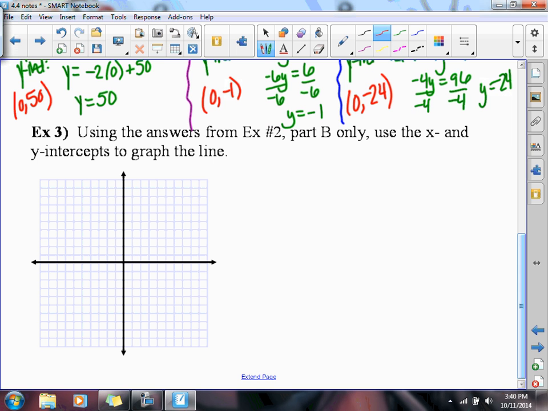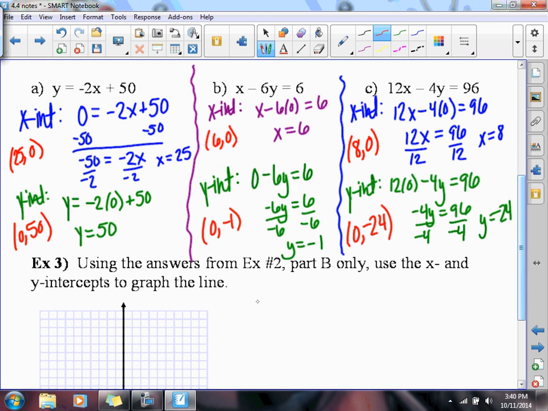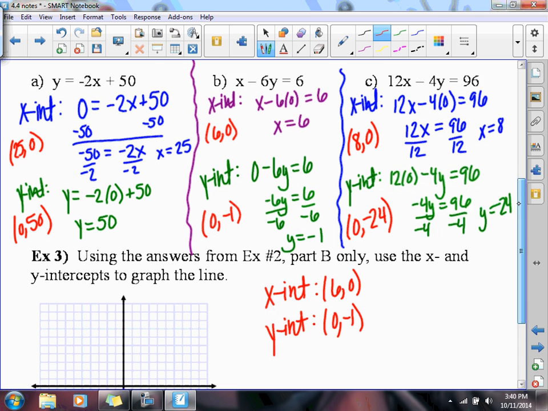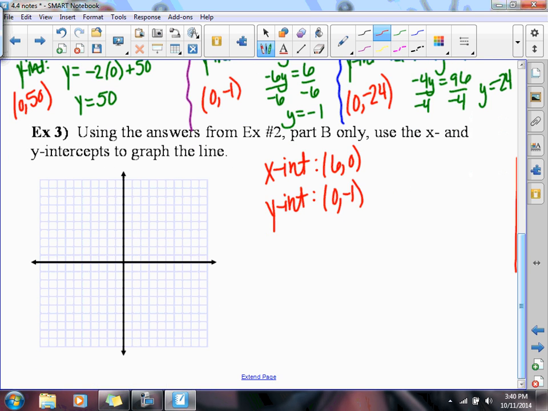Okay, and then example 3 says use the answers from example 2, part B. So let's see. My x-intercept for example number 2, part B, I'm going to write that down, was 6, 0. And then my y-intercept was 0, negative 1. Okay, so that's the information that we had from example 2, part B. And it says to use the x and y intercepts only to graph the line. So once you know your x and your y intercept, graphing with them is kind of like a little shortcut. Usually we say that you need 3 points to make a line. This is the only time you need 2.